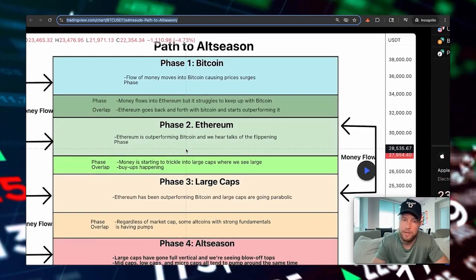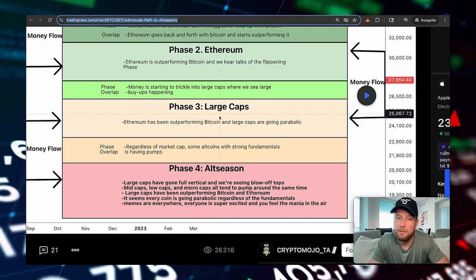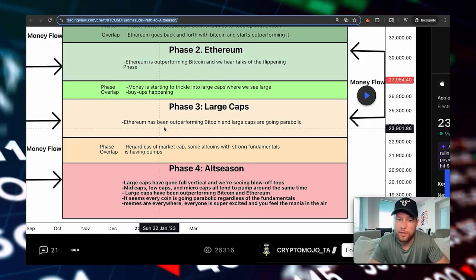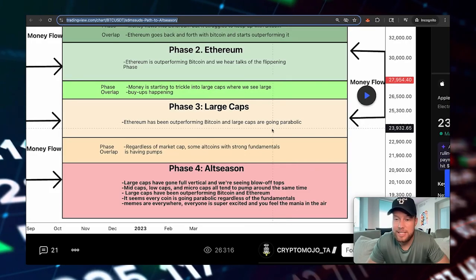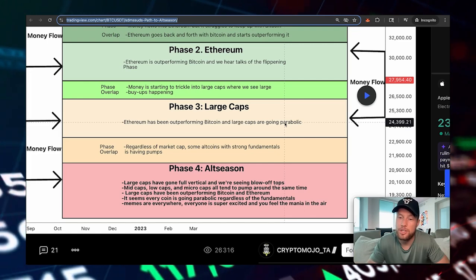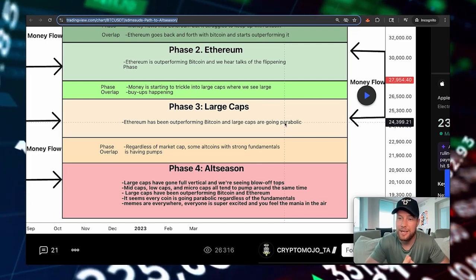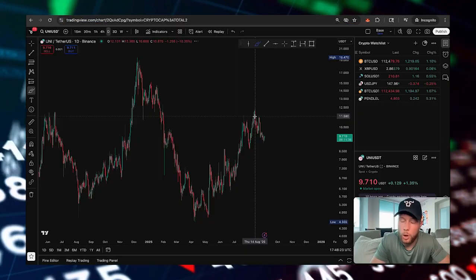We hear talks of the flippening phase. So the number one thing that smart investors are now preparing for is phase 3 to phase 4, where Ethereum has been outperforming Bitcoin and large caps are going parabolic. But we haven't seen large caps go parabolic and past their previous highs, other than some newer projects where this is their first bull run, whereas other projects that experienced the largest growth last bull run are lagging behind.